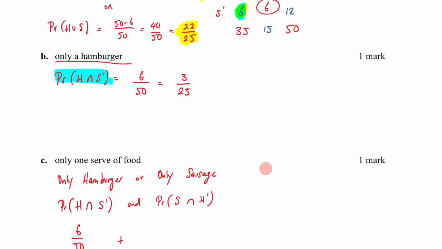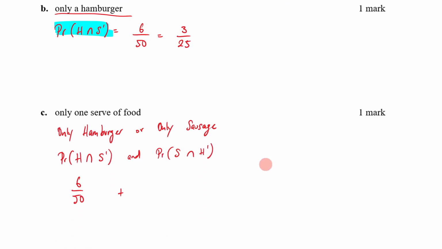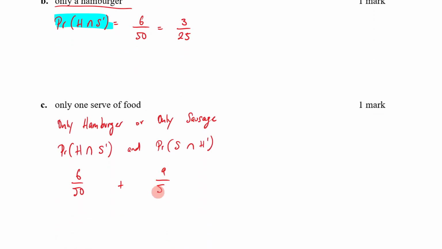Now, the probability of getting a sausage with no hamburger would be this one right here. So that's 9 on 50. And then we would go 6 plus 9 is 15 on 50. And then we could divide those both by 5, which would leave us with 3 on 10. And that's as far as it can simplify. So that means that's our answer there.